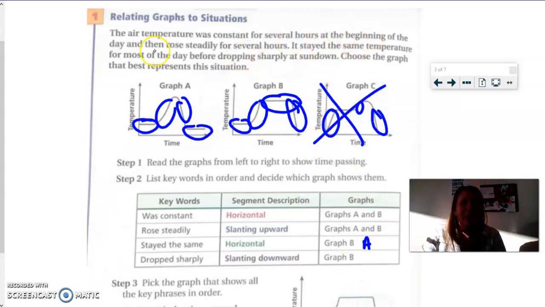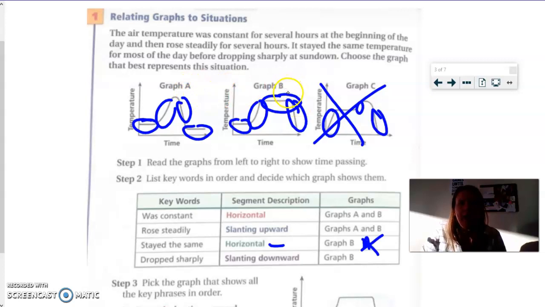For several hours at the beginning of the day, and then rose steadily for several hours. A does that next, so does B, so I can't decide quite yet. Then it says it stayed the same temperature for most of the day before dropping sharply at sundown. Ooh. A does not show that it stayed the same, keeping that horizontal, but B does.